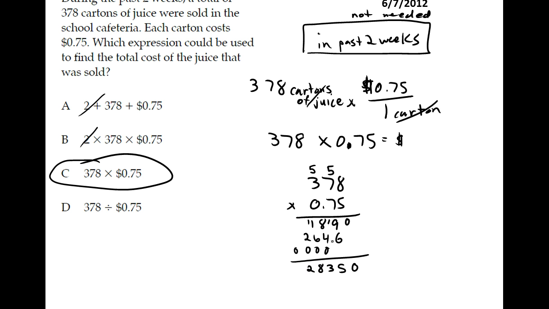But don't forget that we have to move the decimal point over how many places? Well, it depends on how many decimal points are in the problem. There's only one decimal point, and it needs to be moved over twice. And so the number is $283.50. That's what they're going to make. They didn't ask us that in this problem.